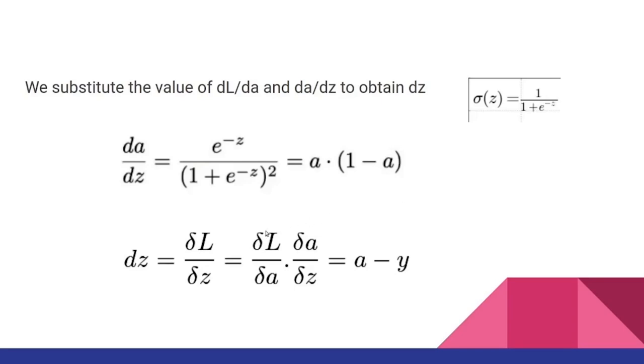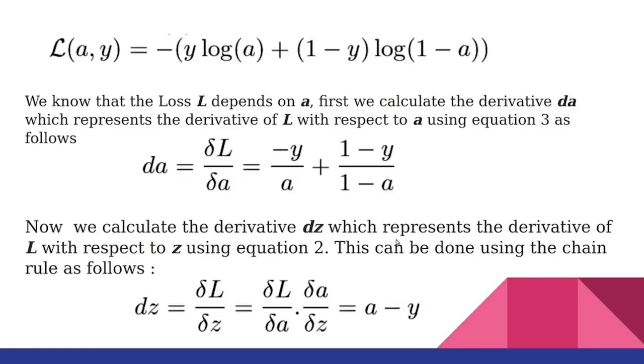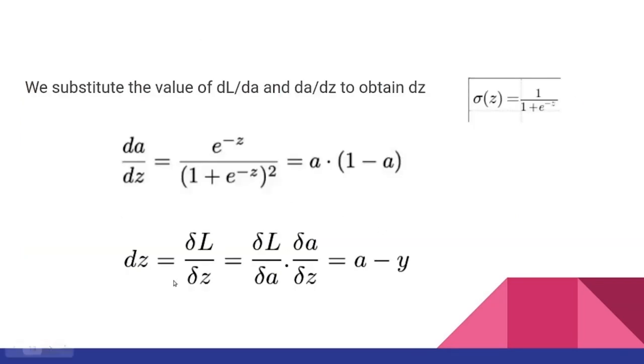Now dz again is this. It is equal to A minus y, because dA by dz is A into 1 minus A, and we have dA equal to this term. And if you do the simplification, you will notice that dz is equal to A minus y.